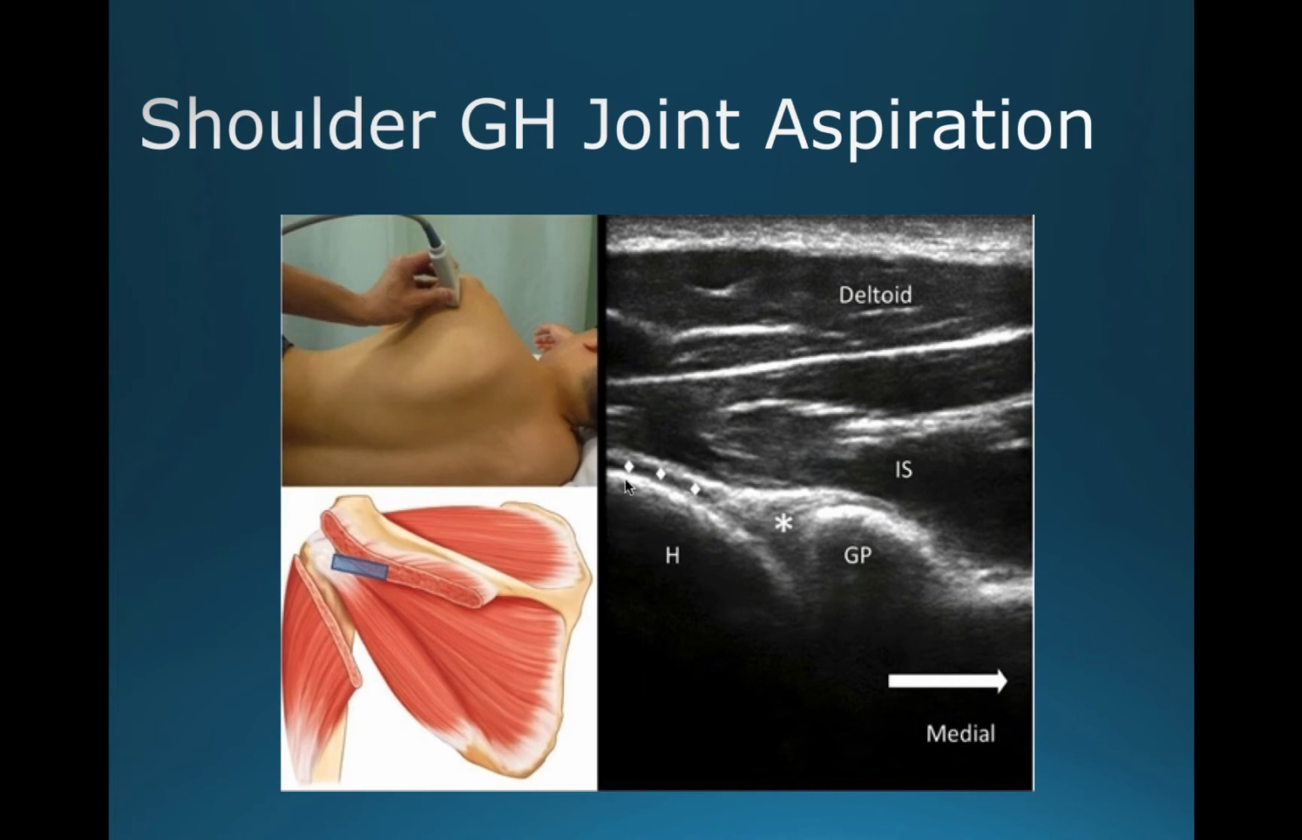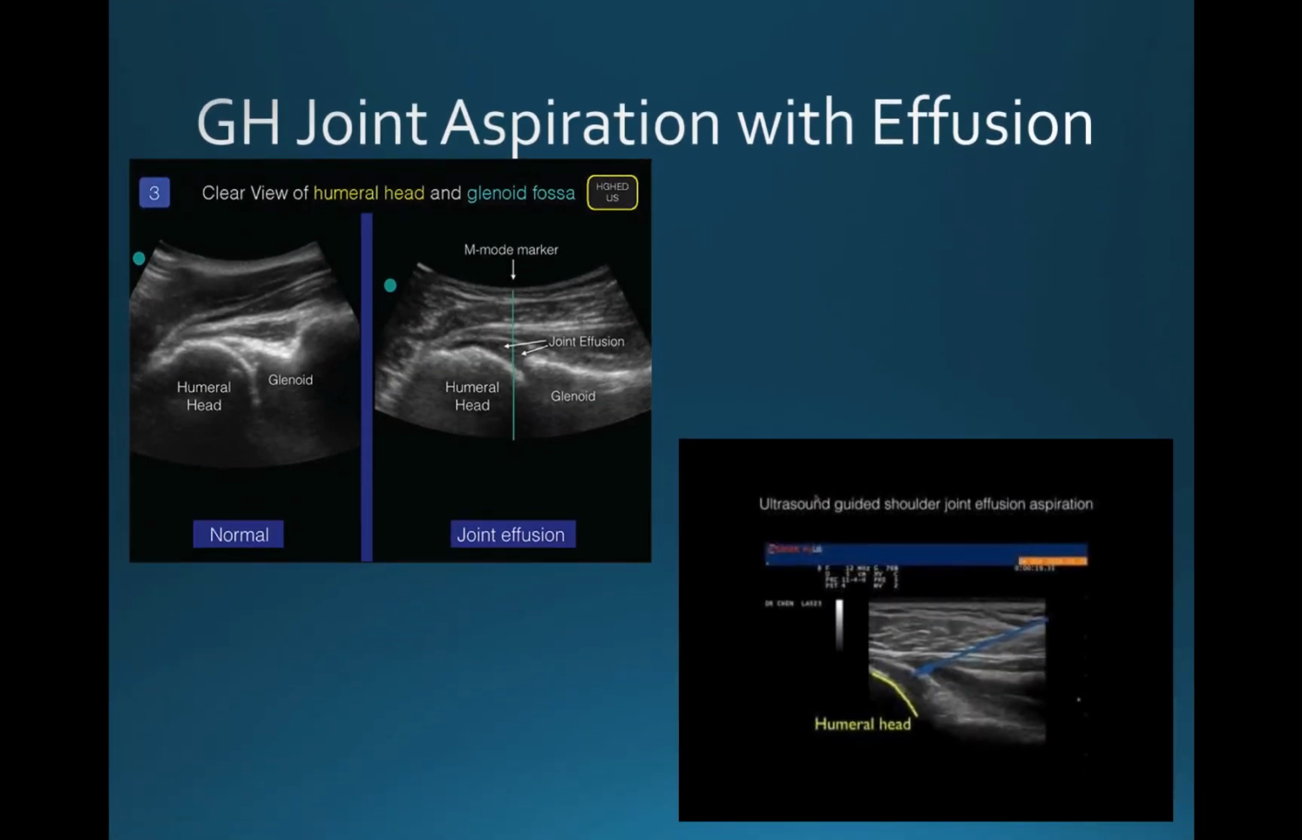Here is our anatomy: head of the humerus, the glenoid, and the deltoid. And here's our infraspinatus muscle. Here is a good diagram of a glenohumeral joint aspiration with an effusion. Joint effusion, humeral head, glenoid. Normal, joint effusion.